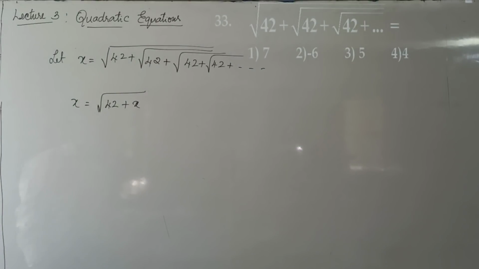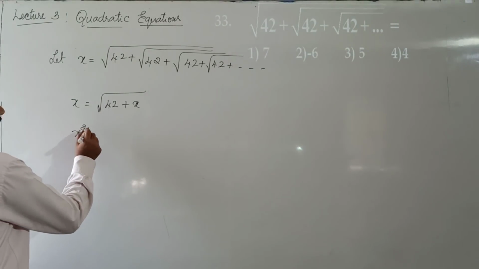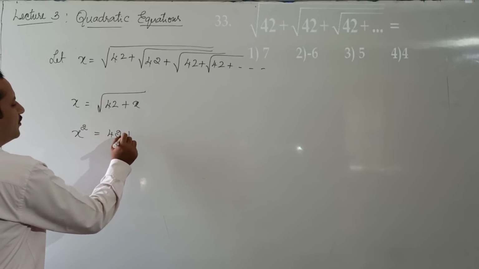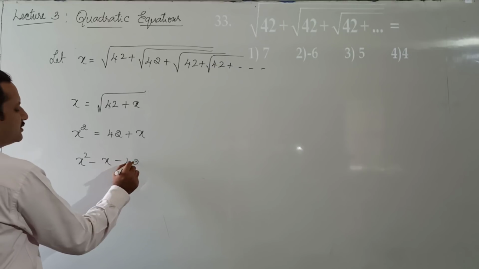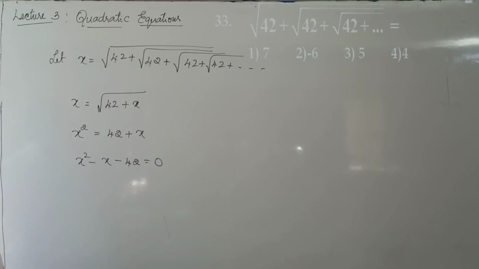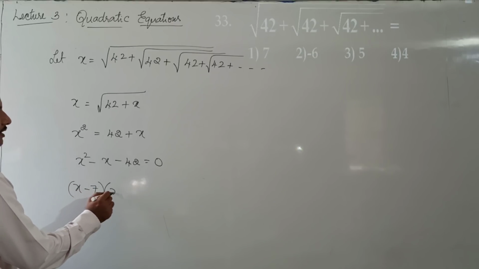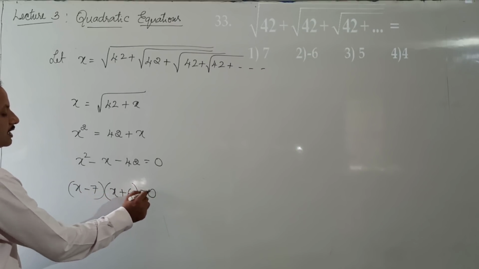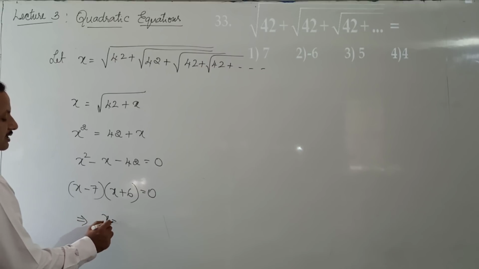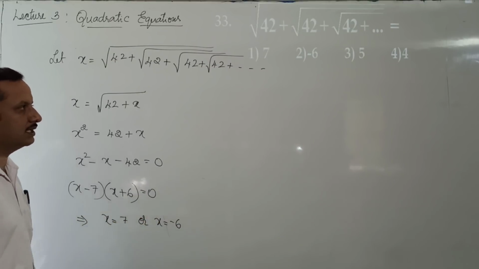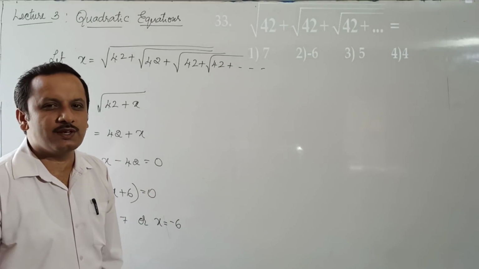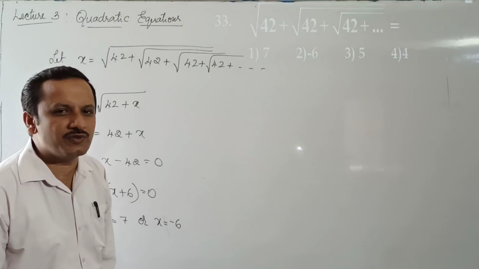Okay. Now you square this equation. If I square this, I get x square is equal to 42 plus x. So x square minus x minus 42 equal to 0. Factorize this, you will get (x minus 7) into (x plus 6) is equal to 0, which implies either x equal to 7 or x equal to minus 6. Now look at the options. So first option is 7 and second option is minus 6. Which one should we write?